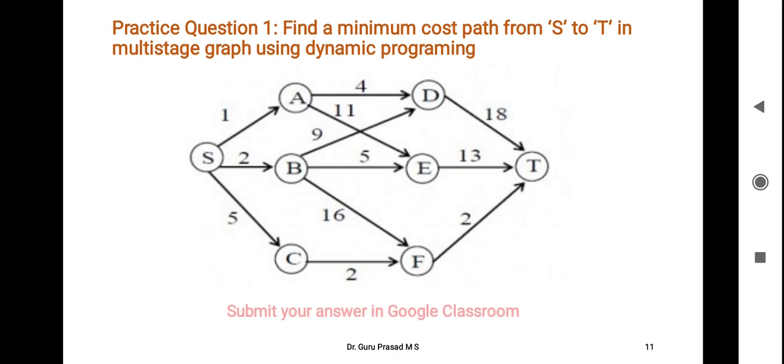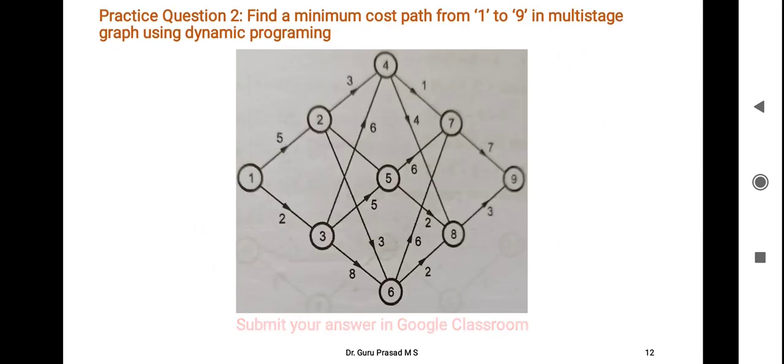Practice question 1. Find a minimum cost path from S to T in multi-stage graph using dynamic programming. Students, solve this problem and submit your answer in Google Classroom. Practice question 2. Find a minimum cost path from 1 to 9 in multi-stage graph using dynamic programming. Students, solve this problem and submit your answer in Google Classroom.